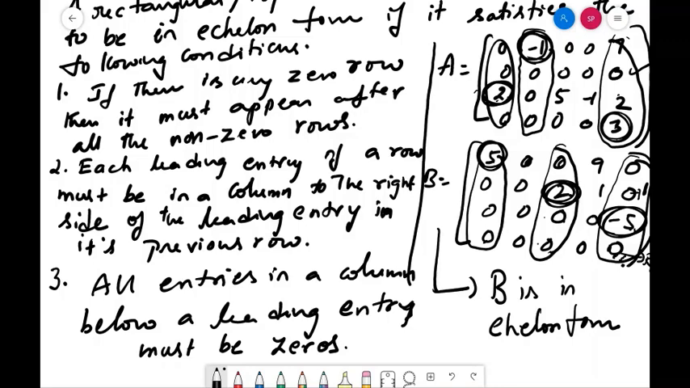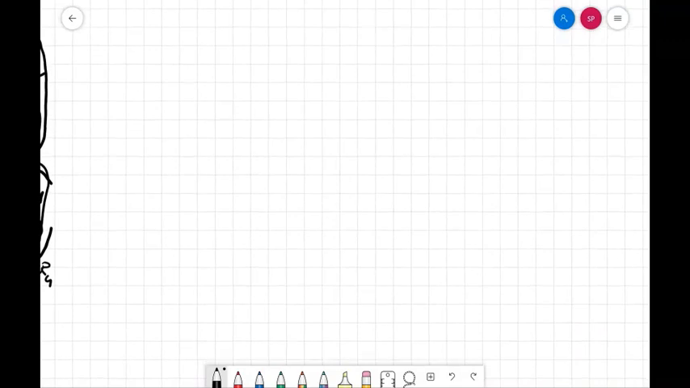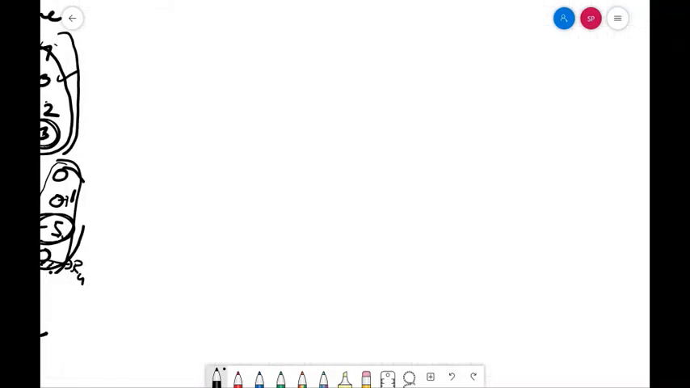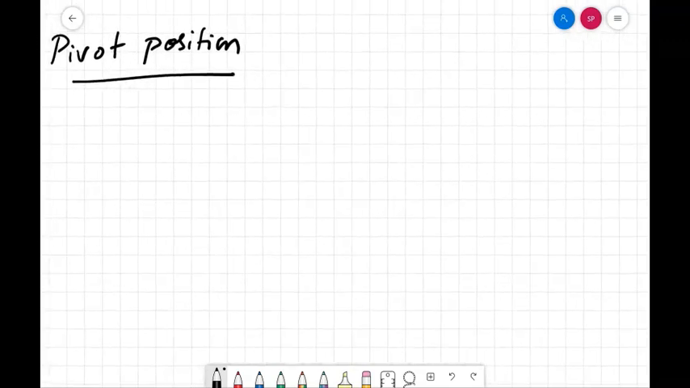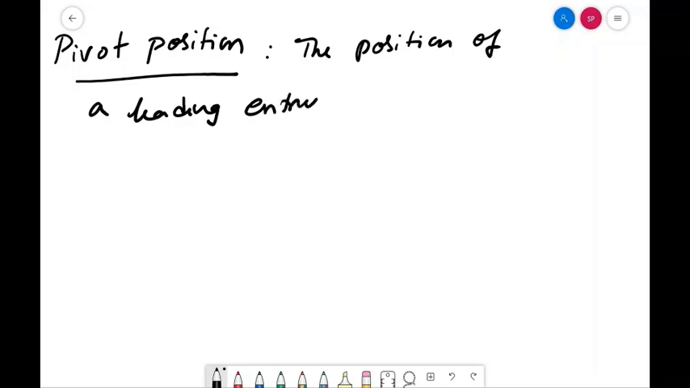Now let us see some more terminology, or I can say some words we use when we solve the system of equations. So the next one I have here is a pivot position. So what is a pivot position? The position of a leading entry in an echelon form.